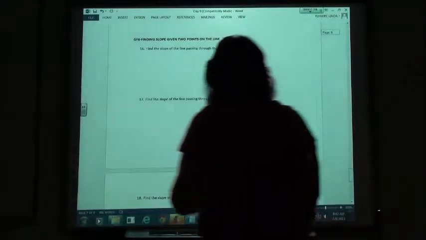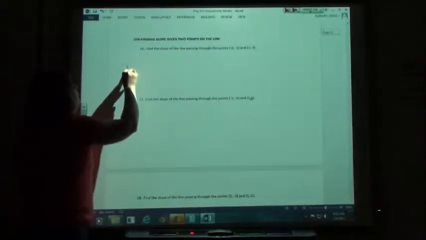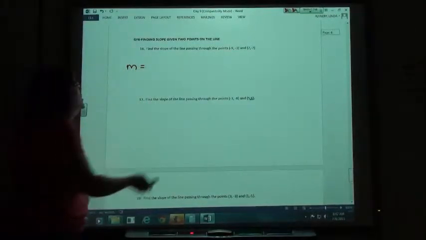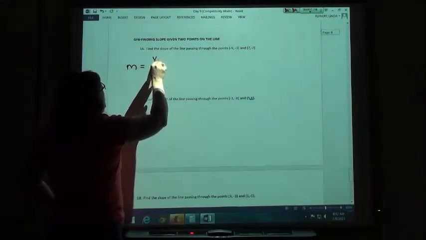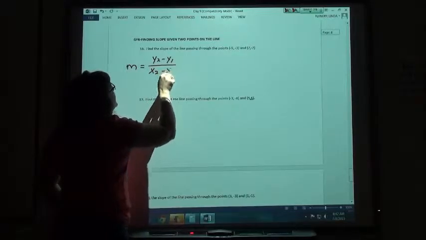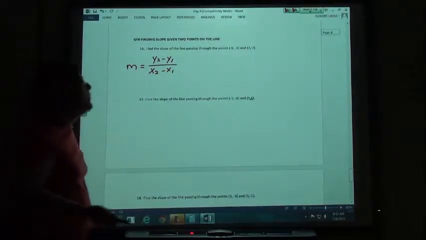16, 17, and 18, finding the slope given 2 points on my line. M is my symbol for slope. Slope is the change in y over the change in x. So they'll tell you to take y sub 2 minus y sub 1 over x sub 2 minus x sub 1. Now it really doesn't matter which one is point 1 and point 2.